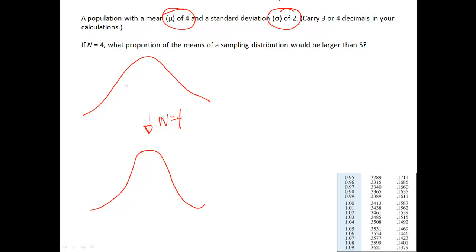So since I know the mu of the population is 4 and the sigma is 2, one of the assumptions of the central limit theorem is that the mu stays the same, but the sigma will shrink. Sigma will shrink to sigma sub x bar, which is sigma over the root of n. N being 4, I'm going to end up with 2 over 2, which is 1. So it shrunk this guy by half, so it should be twice as skinny.